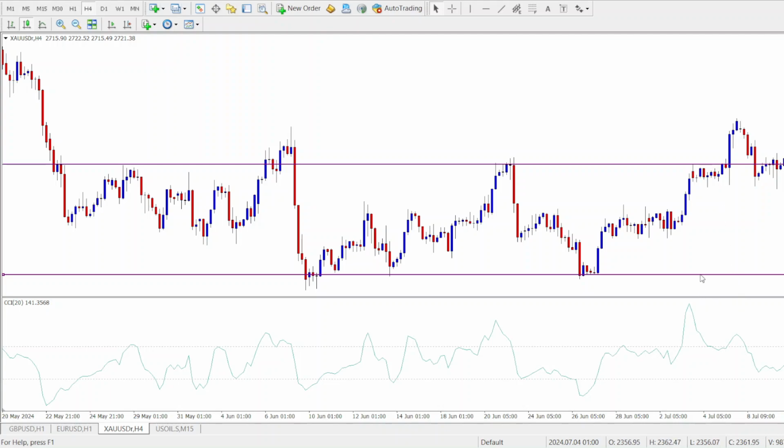Then as for your exit signals, remember we've already talked about the crossovers, using the bullish signal for exiting your sell trades and using the bearish signal to exit your buy trades. So basically that is how it works.